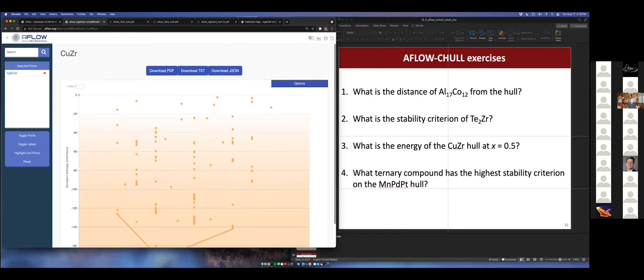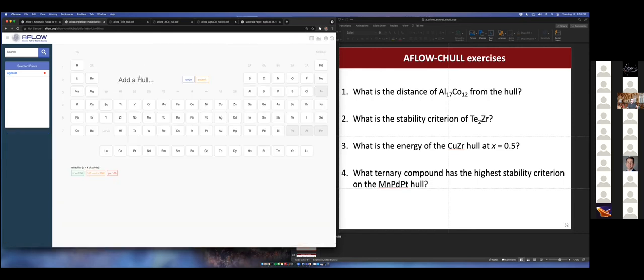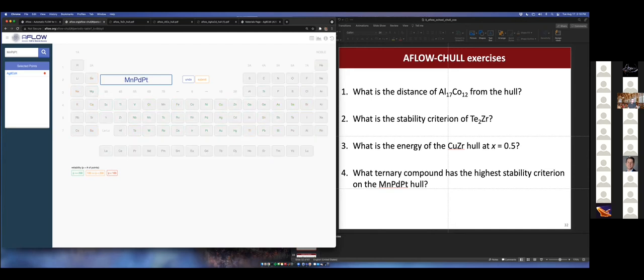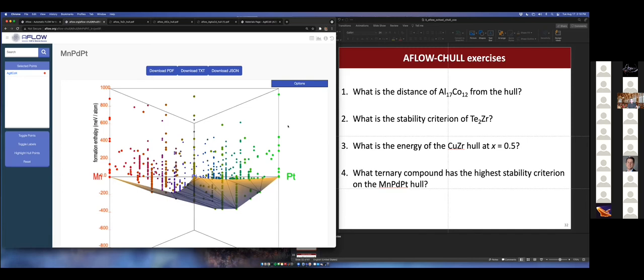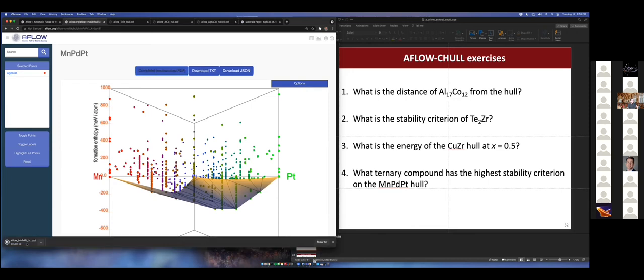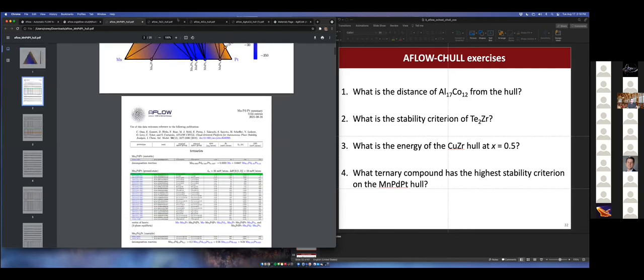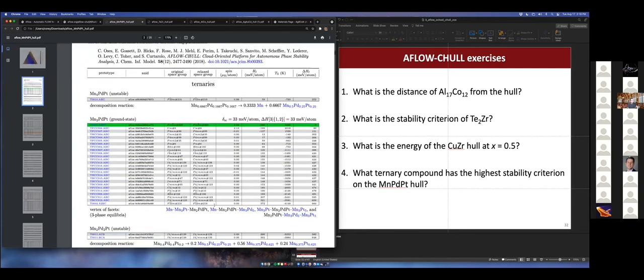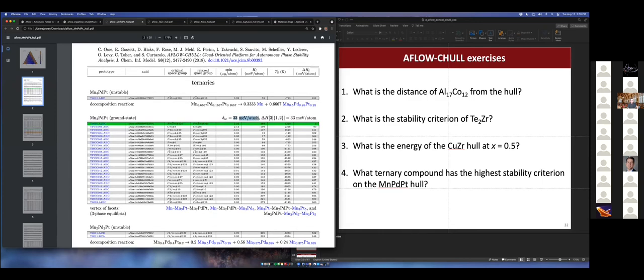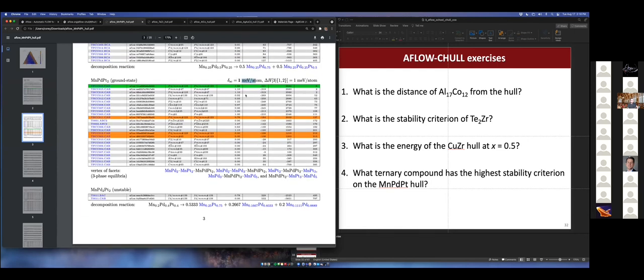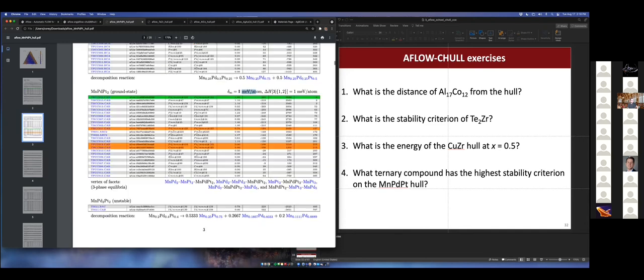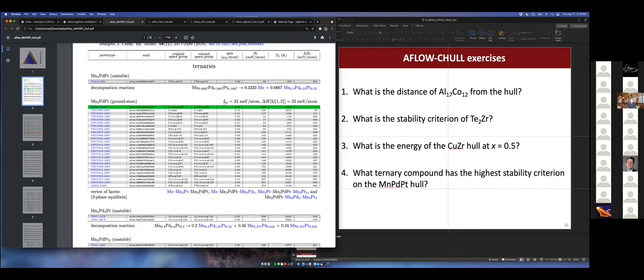The last question requires us to pull up the MnPdPt hull. We want to know which compound has the highest stability criterion. So we download the PDF. I open it up, and the ternaries are listed right at the top. We can see that the first ternary that has a ground state has a stability criterion of 33 MeV per atom. There's another one that's 1 MeV per atom. And that's it. Those are the two stable compounds. So the ternary compound that has the highest stability criterion is Mn2PdPt.